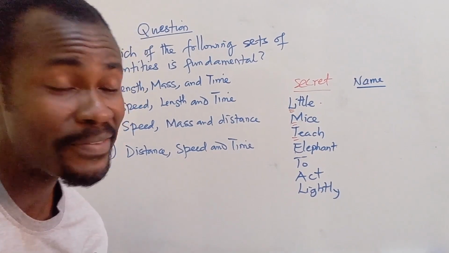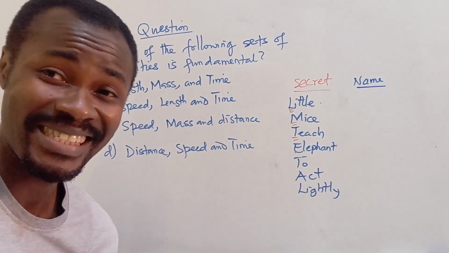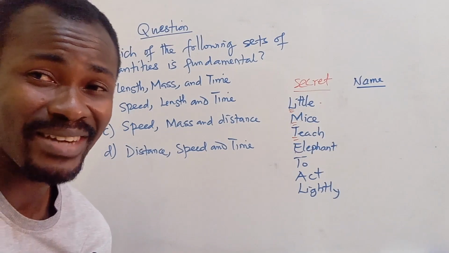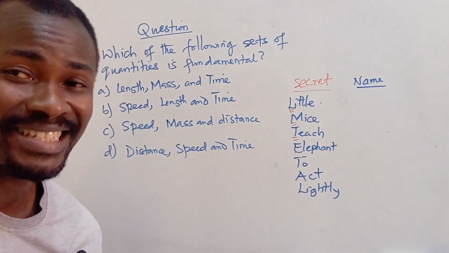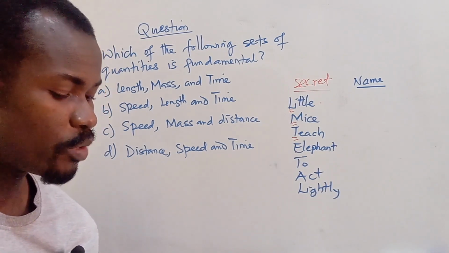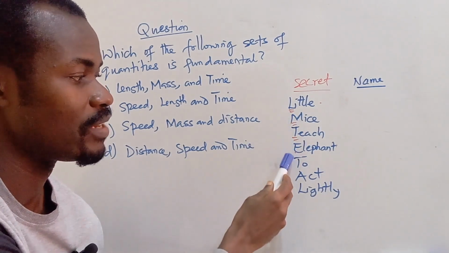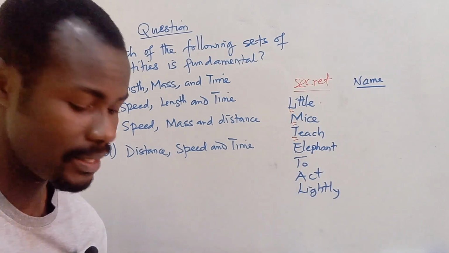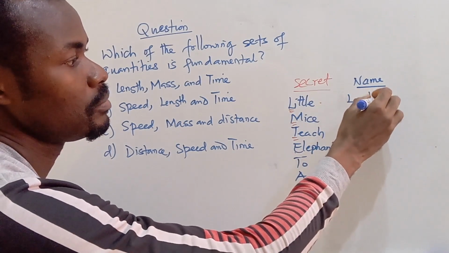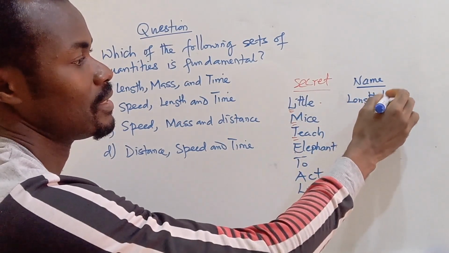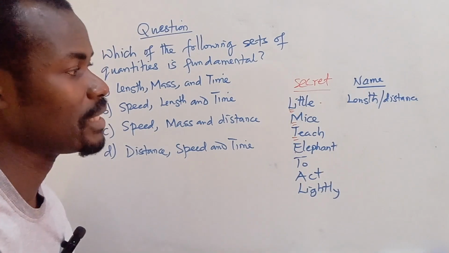So let's look at the fifth, the last question to this second series of fundamental and derived quantities. The question says, which of the following sets of quantities is fundamental? So all we need to do is go back to our little secret that says Little Minds Teach Elephants To Act Lightly. We have L for length. Remember your length is still your distance, or we can still say displacement.